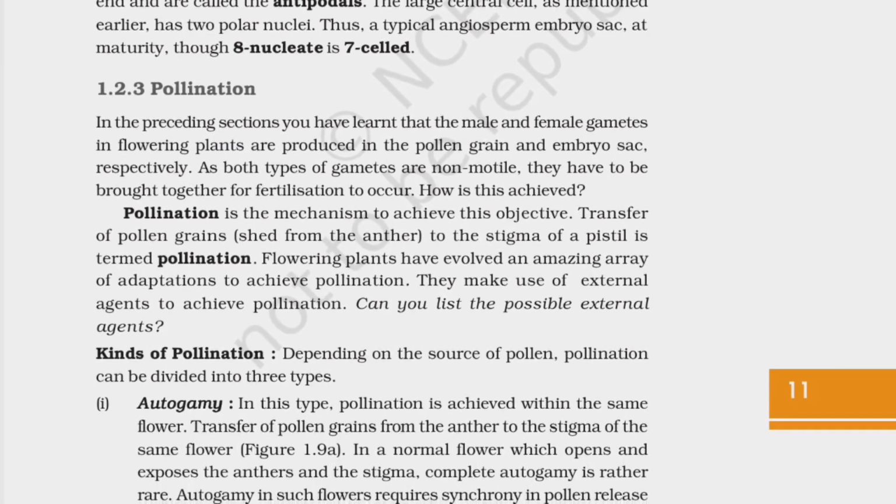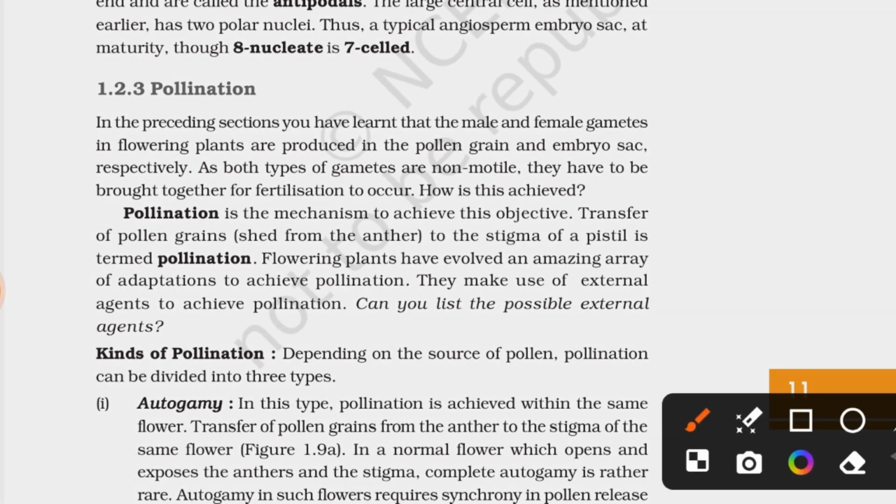Pollination. In the breeding section, you have learned that the male and female gametes in flowering plants are produced in the pollen grain and embryo sac respectively. As both gametes are non-motile, they have to be brought together for fertilization to occur. How is this achieved? Pollination is a mechanism to achieve this objective. Transfer of pollen grains shed from the anther to the stigma of a pistil is termed pollination. Flowering plants have evolved an amazing array of adaptations to achieve pollination. They make use of external agents to achieve pollination. Can you list possible external agents?